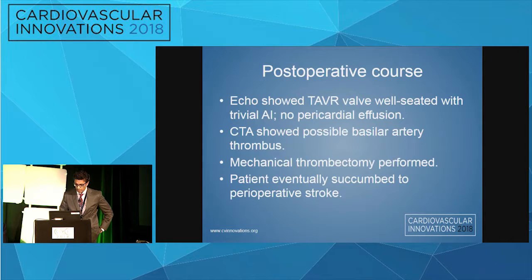And then the post-operative course: the echo showed that the TAVR valve was well seated with trivial aortic insufficiency. There was no effusion. And then the CT of the brain vessels demonstrated that there was a basilar artery thrombus. A mechanical thrombectomy was performed, but eventually the patient succumbed to the perioperative stroke. So we think maybe in retrospect we could have just gone up with the Sapien to begin with, to avoid all the manipulation at the level of tortuosity, although the recent analysis from the Sentinel disproves that theory.